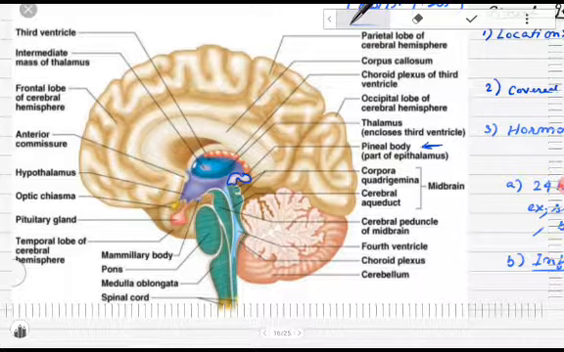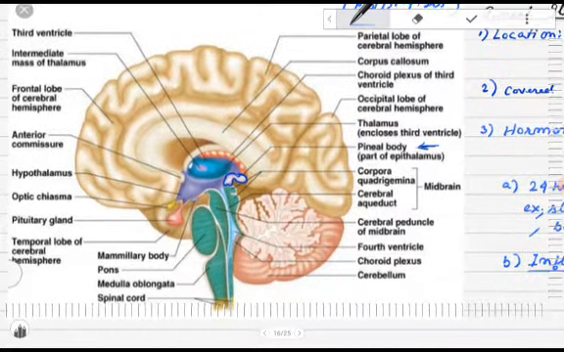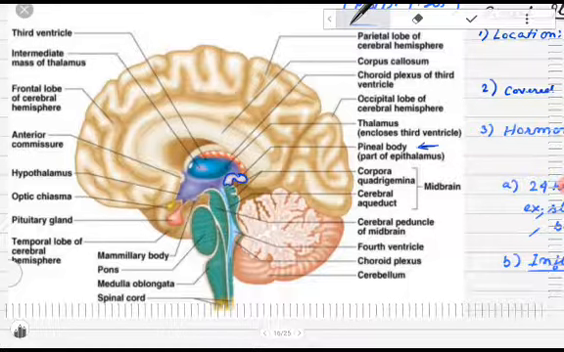On the left side you will be able to see the third ventricle, intermediate mass of the thalamus, frontal lobe of cerebral hemisphere. There is the anterior commissure, the hypothalamus is over there. There is the optic chiasma, pituitary gland, temporal lobe of cerebral hemisphere. There is the mammillary body, medulla oblongata, the spinal cord, and on the right side there is the parietal lobe of the cerebral hemisphere. There is corpus callosum, sorry.